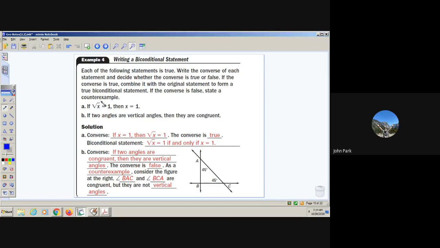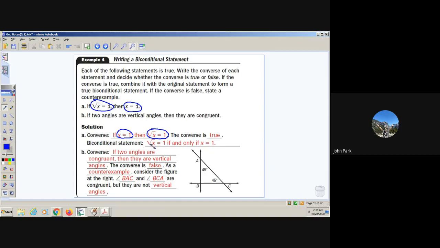The converse is just switching the hypothesis and the conclusion. So we switch the hypothesis and the conclusion, and the converse is also true. If x equals 1, then the square root of 1 is also 1. So the converse is true. The original statement we're assuming is true, and the converse is true, so the biconditional statement will also be true.